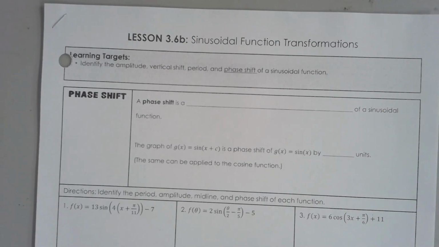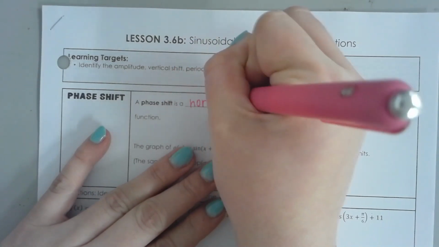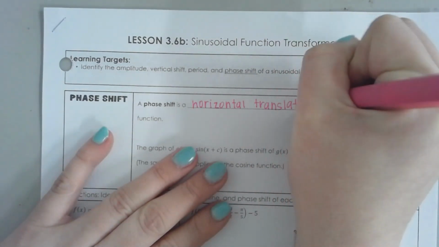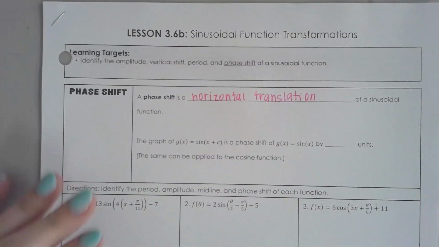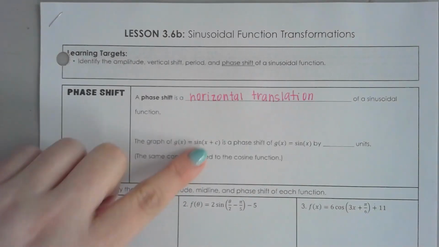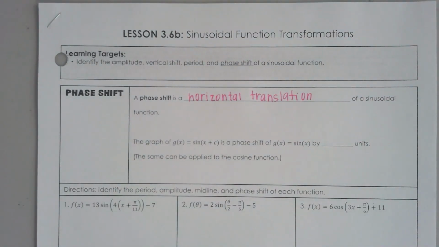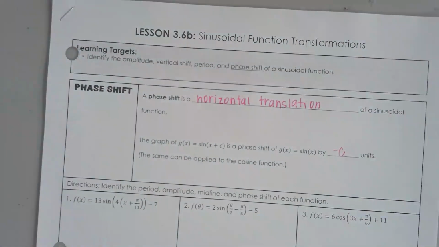Phase shift is a horizontal translation of a sine or cosine graph. Basically, it moves it left or right. Horizontal, left and right. All right, the graph. So if we have sine or cosine of, in parentheses, x plus c, that is a phase shift by negative c units.